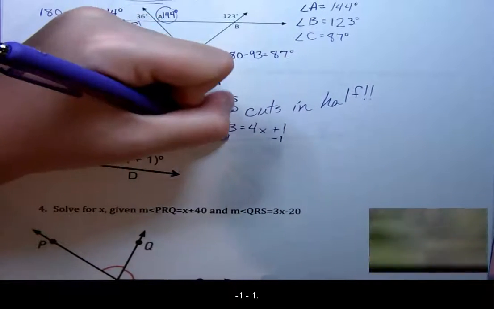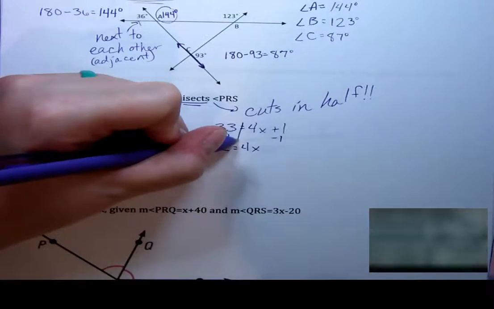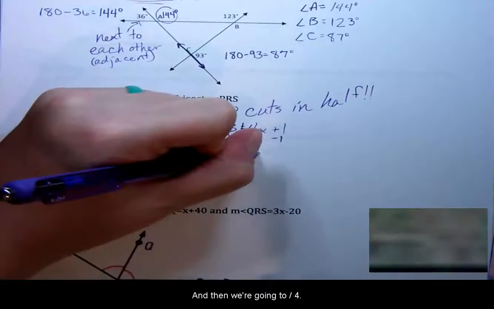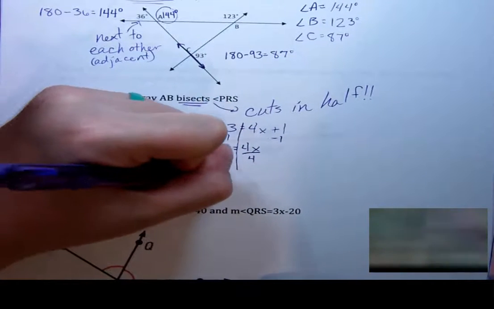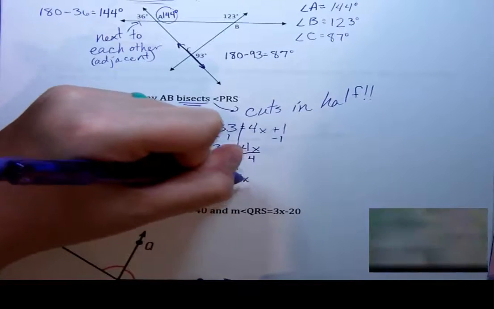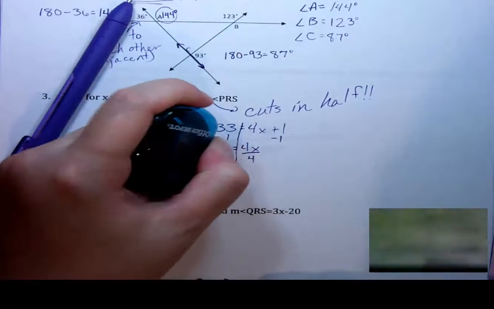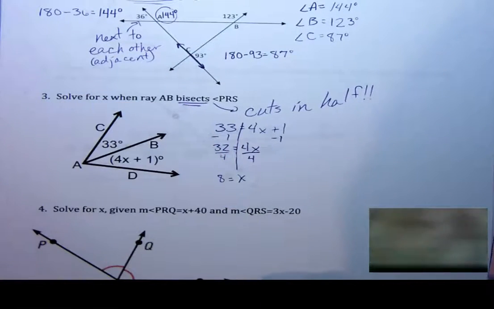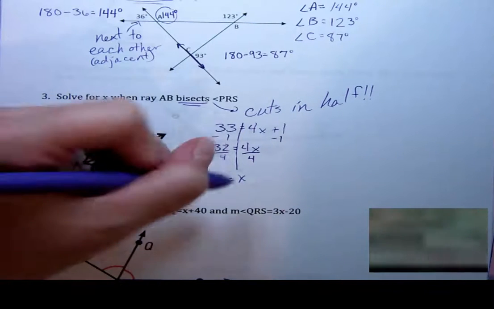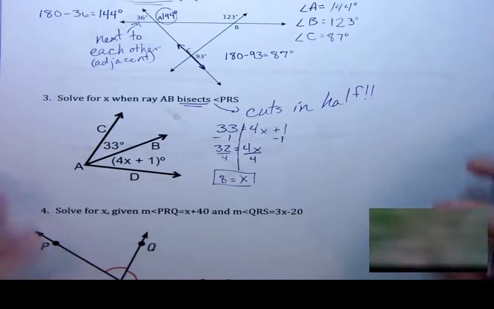So minus 1, 32 equals 4x. And then we are going to divide by 4. Divide by 4. 8. So I've got my handy dandy eraser. X is going to equal 8. Okay. Moving on.